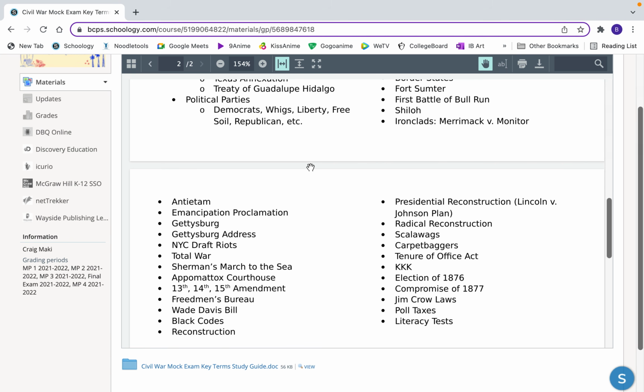Moving right along. The Battle of the Ironclads. This is a modern war. It has ironclad ships. They repel the bullets. And this was really the time when we made wooden ships obsolete.